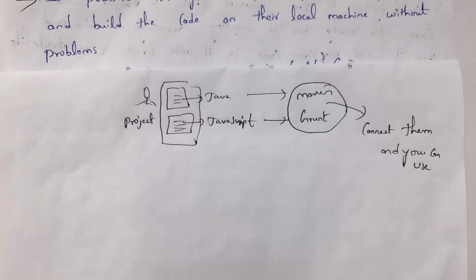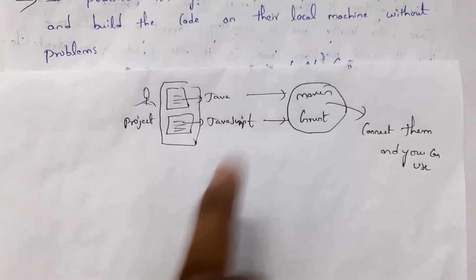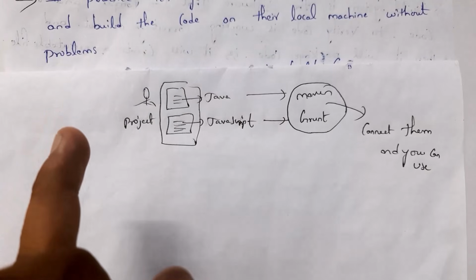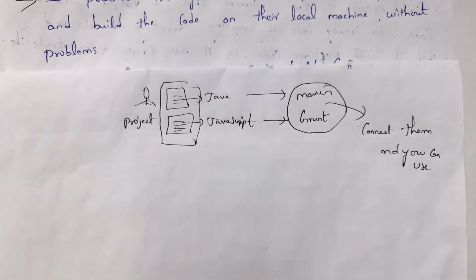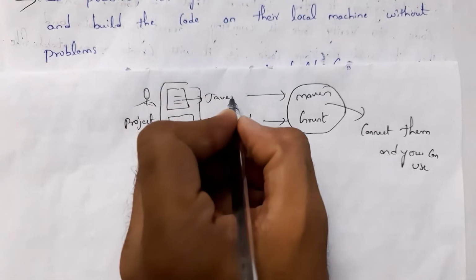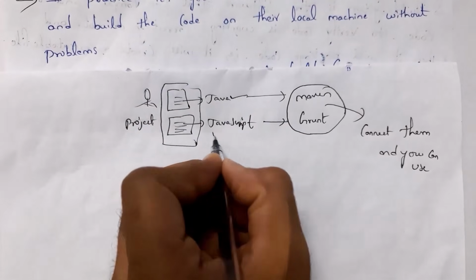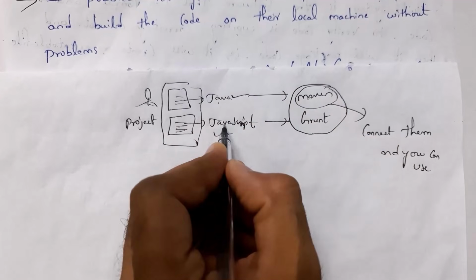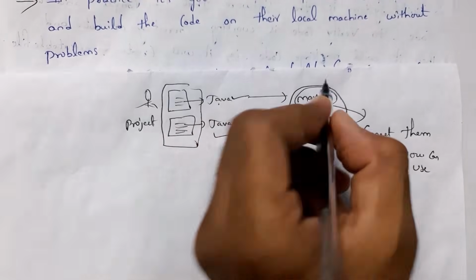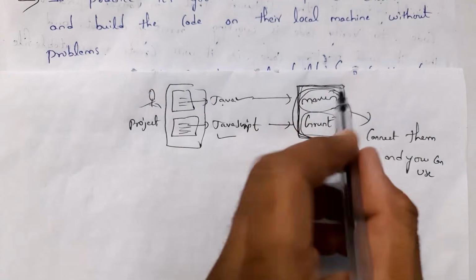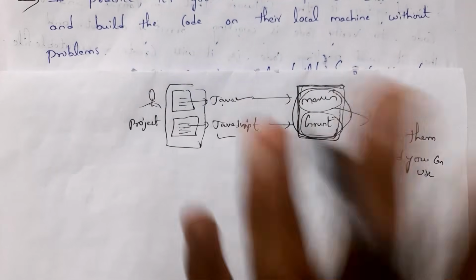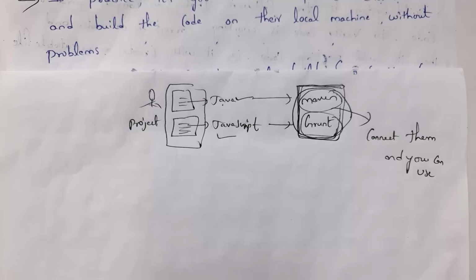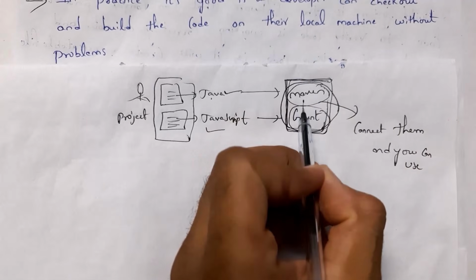For example, let us say you are a developer, you are developing one project. That project contains code related to Java and as well as JavaScript. So now you need to build both Java code and JavaScript code. In order to build Java code, you need to use Maven, and in order to build JavaScript, you need to use Grunt. So now what we can do is combine these two softwares and use them in order to build your project. Combining these two softwares makes your work easy.